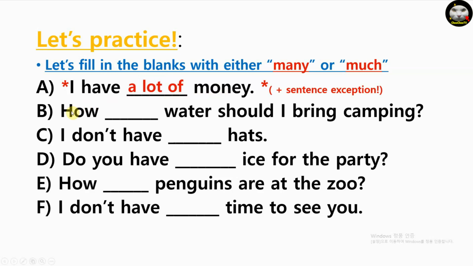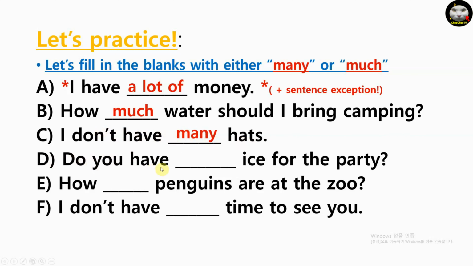Example B. How blank water should I bring camping? This is a question sentence. Water is an uncountable noun. What do you think we use? That's right, much. How much water should I bring camping? C. I don't have blank hats. The noun hat is easy to count, so it is a countable noun, and we use, that's right, many. I don't have many hats.